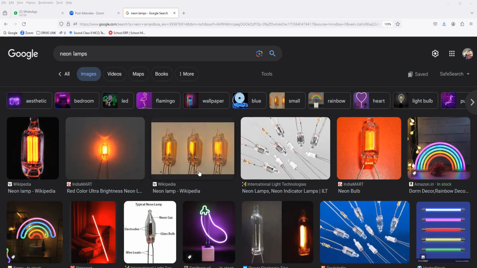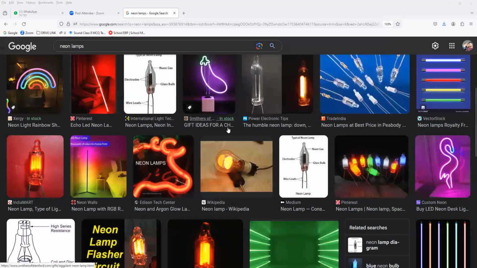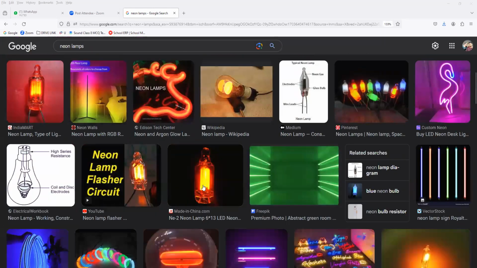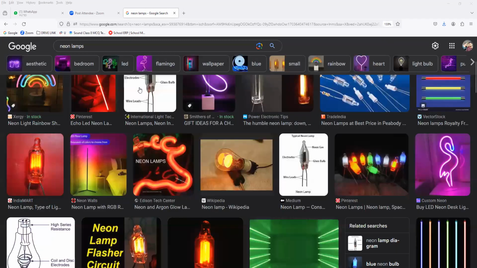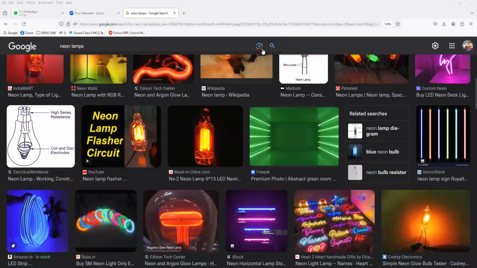Yes or no? So these are the lamps which we call neon lamps. Neon lamps work on the principle of this only, cathode rays producing that color of light. You can notice night lamps in neon, in many places. You all can see that. Okay, so these are the examples.